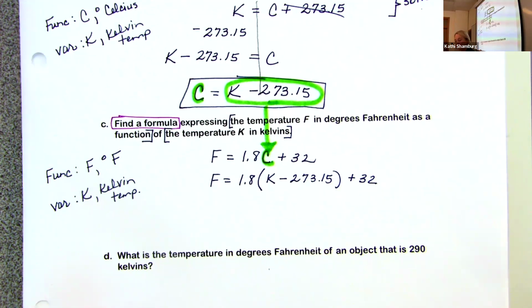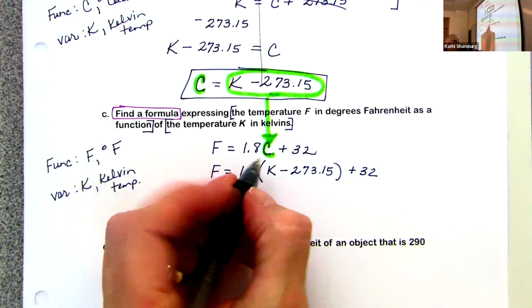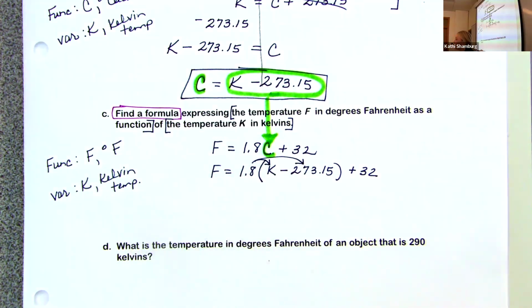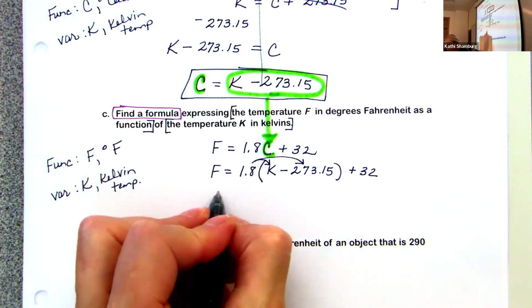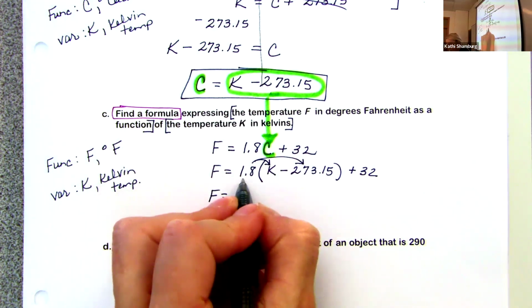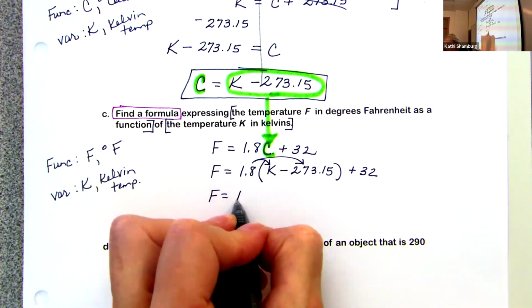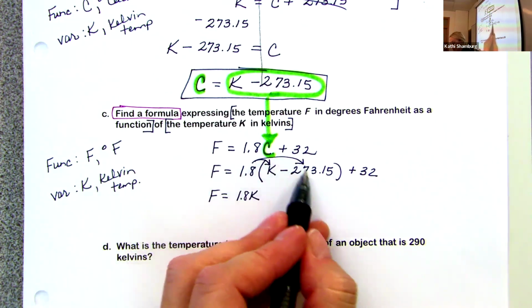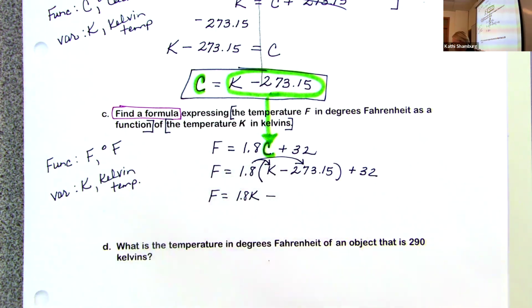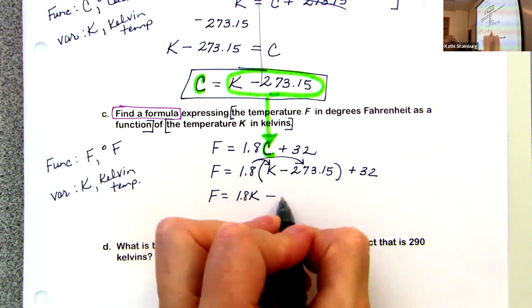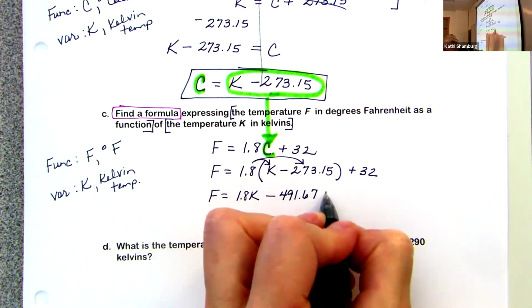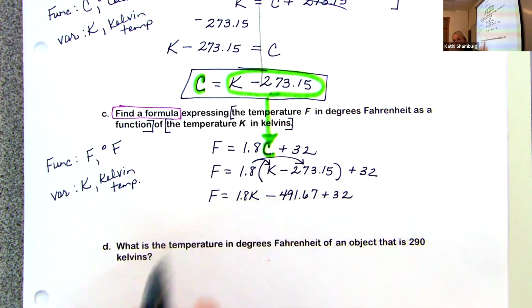All right, so now we're going to simplify our formula. The first thing that we're going to do is distribute that 1.8 through. So Fahrenheit equals 1.8 times K is 1.8 K. And then 1.8 times, we're going to get minus. So somebody do that multiplication and tell me what that gives us. Thank you. And then don't forget, we still have that plus 32.